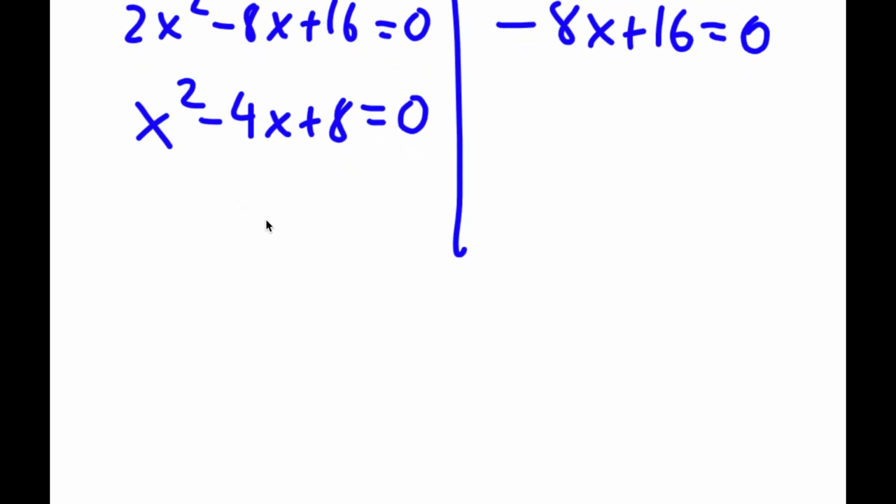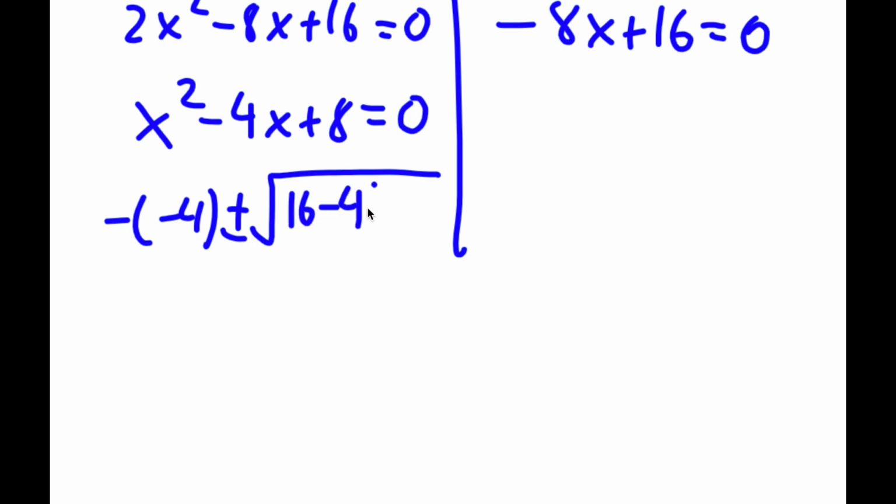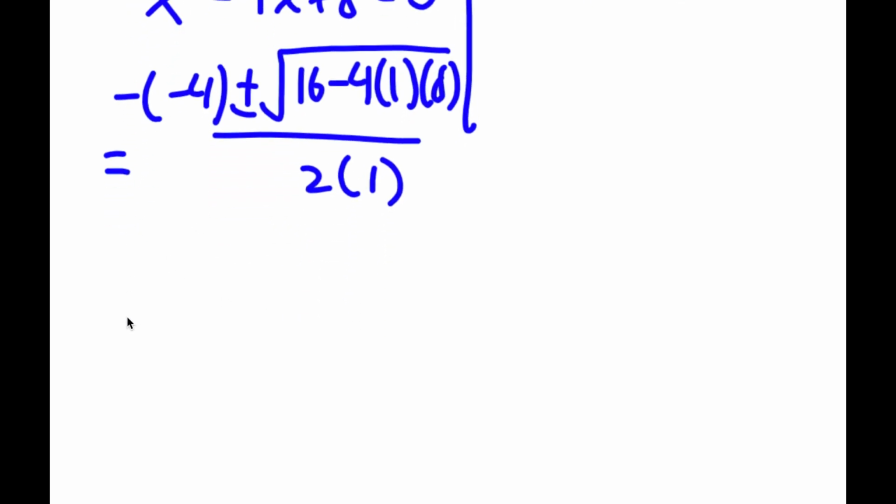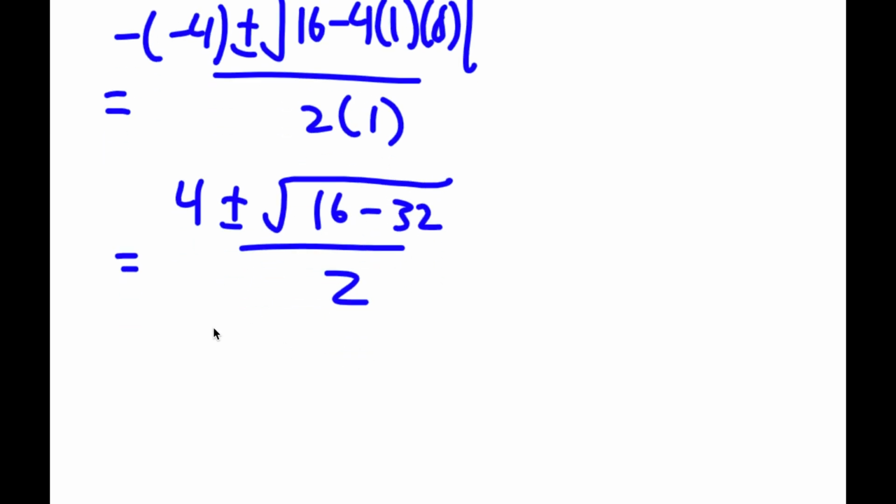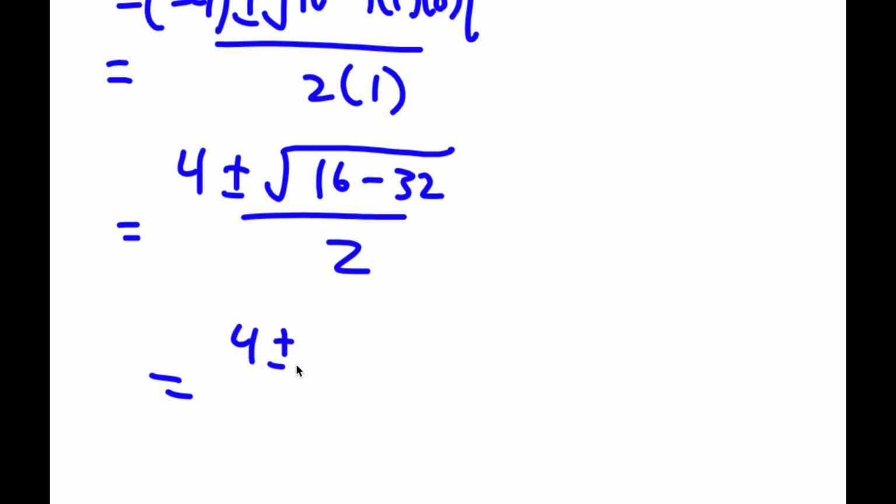And now to solve this, I'm going to plug this in the quadratic formula, negative b, so negative of negative 4, plus or minus the square root of b squared, negative 4 squared, which is 16, minus 4 times a, which is 1, times c, which is 8, all over 2a. And this is equal to positive 4 plus or minus the square root of 16 minus 32, all over 2, which is equal to 4 plus or minus the square root of negative 16, over 2.